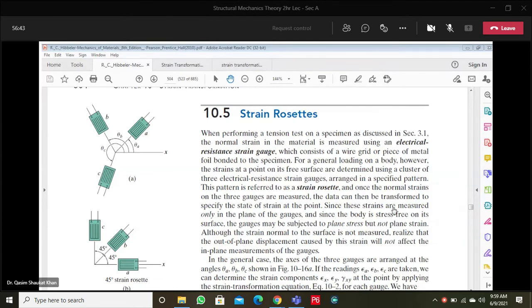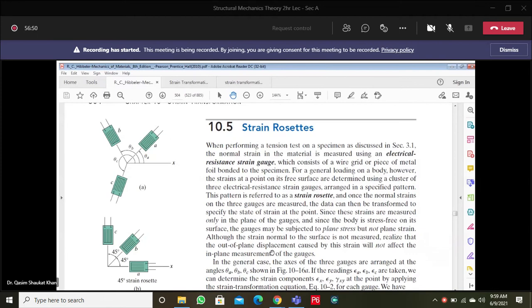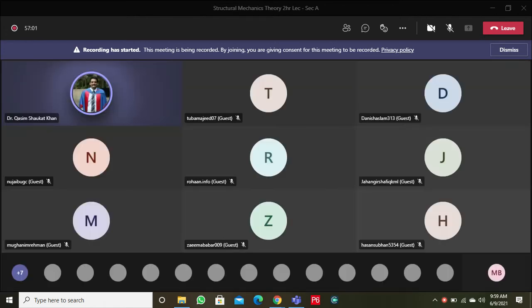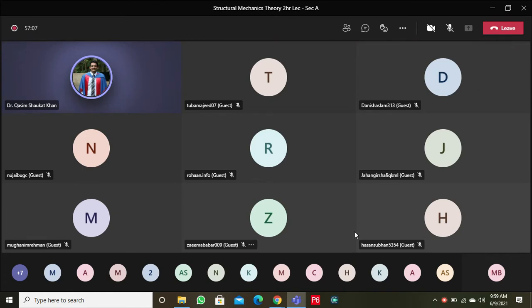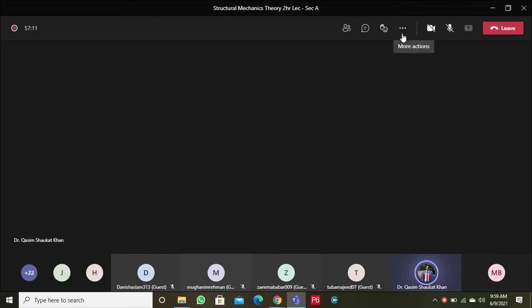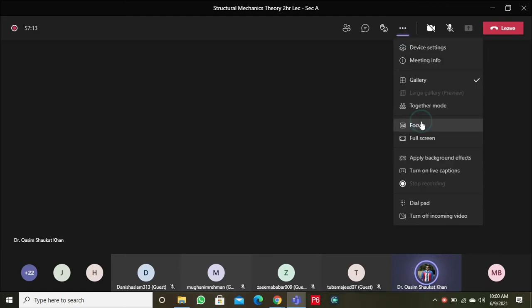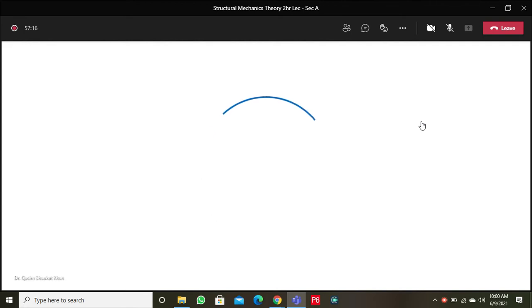Let's start recording. So, strain rosette. Earlier we have said that when we attach a strain gauge, let me explain a few things on the whiteboard first. Earlier we have said that when we attach a strain gauge, it will measure the strain only in that particular direction. It will not measure the strain in the perpendicular direction.